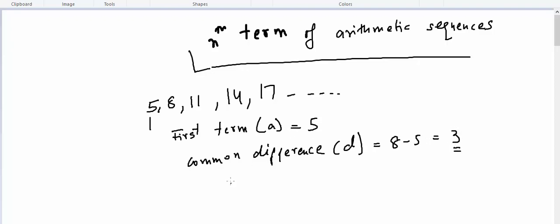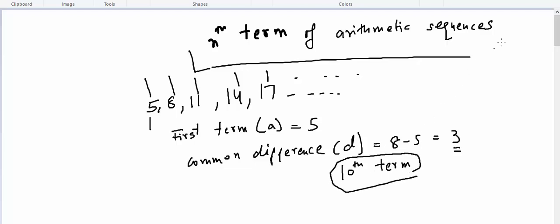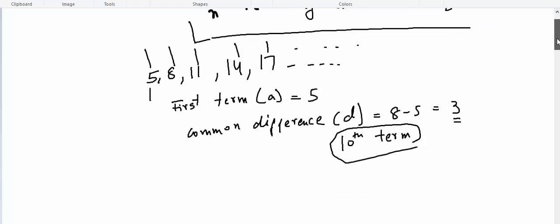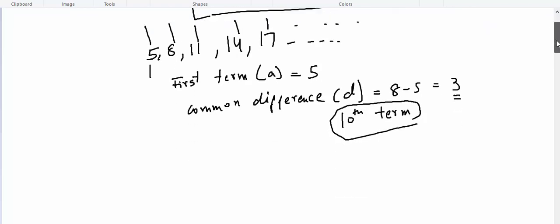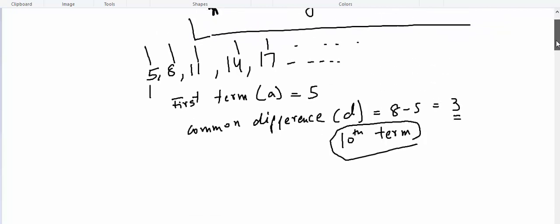Now let's suppose I want to find the value of the 10th term in this sequence. So this is the first term, this is the second term, third term, fourth term, fifth term, and it goes on. How can we do this with the help of a formula? First we will derive a formula.